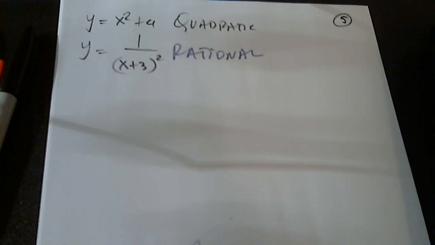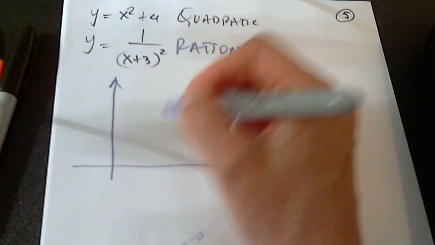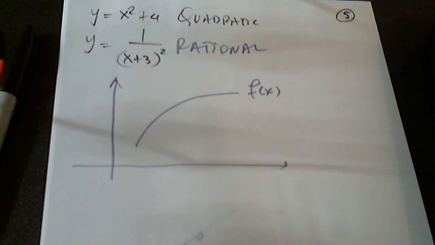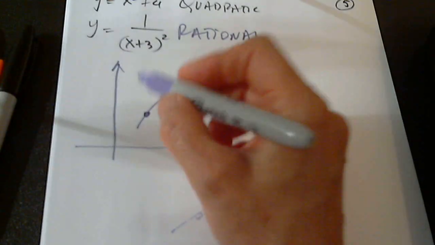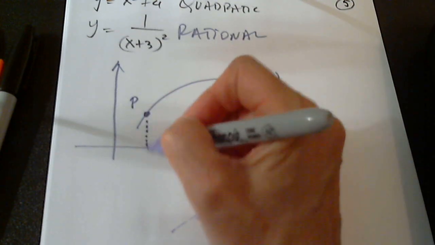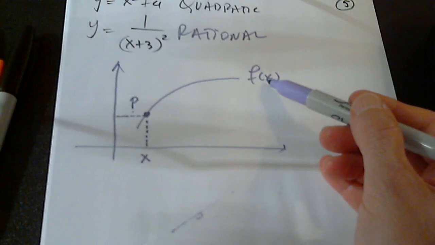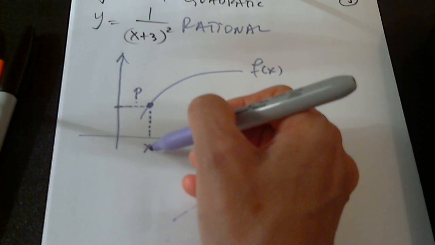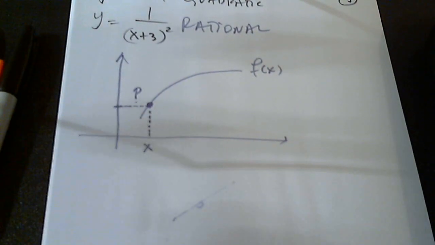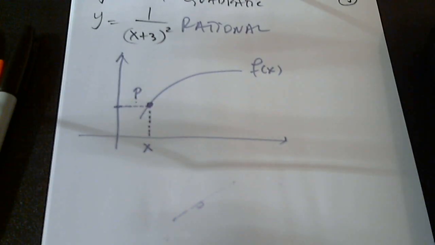Back to our graph. This is our f of x. Now, if this is a point P with coordinates x, and this is a point on the graph of f of x, what should its y coordinate be if this is x? What could that be?